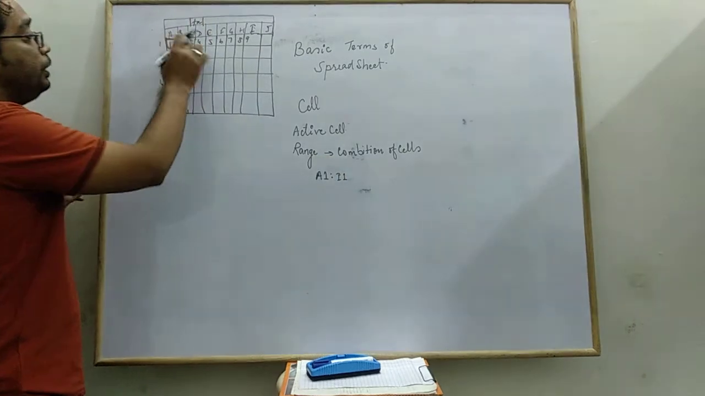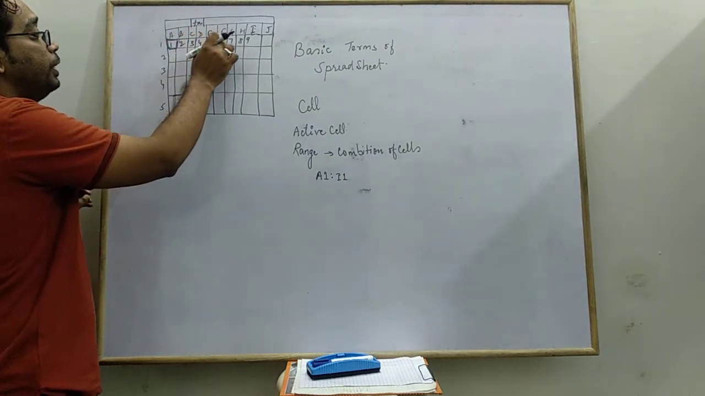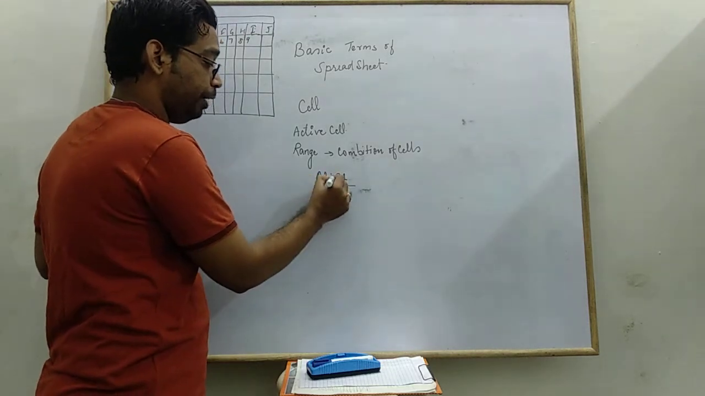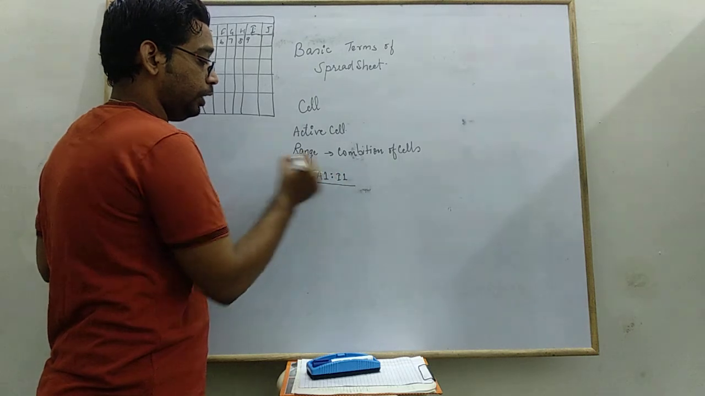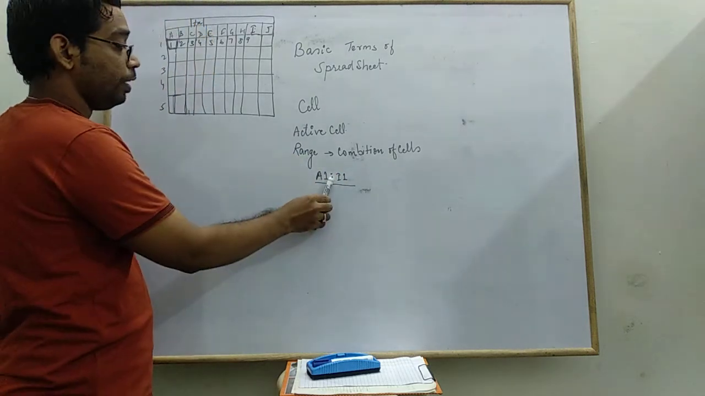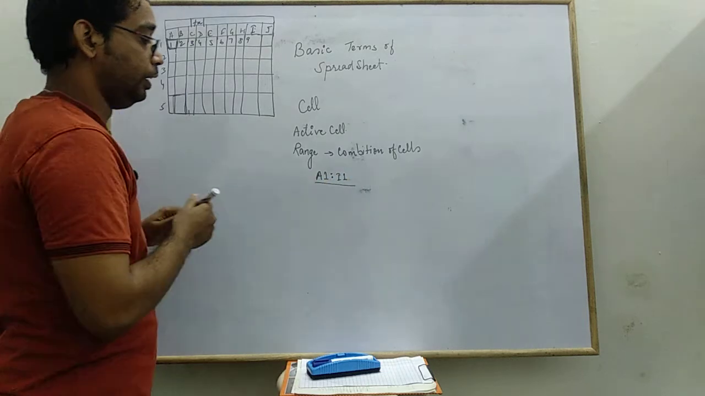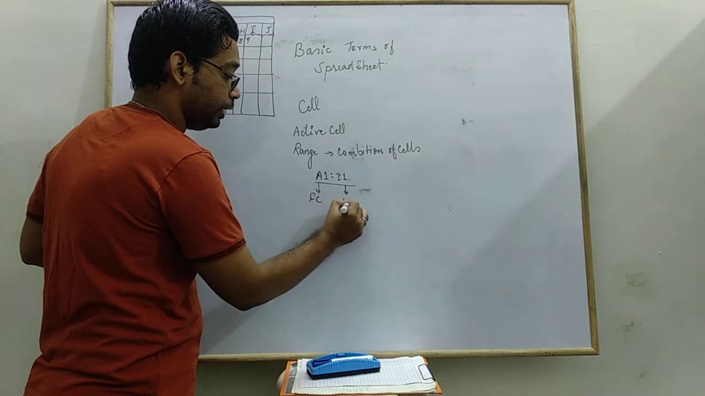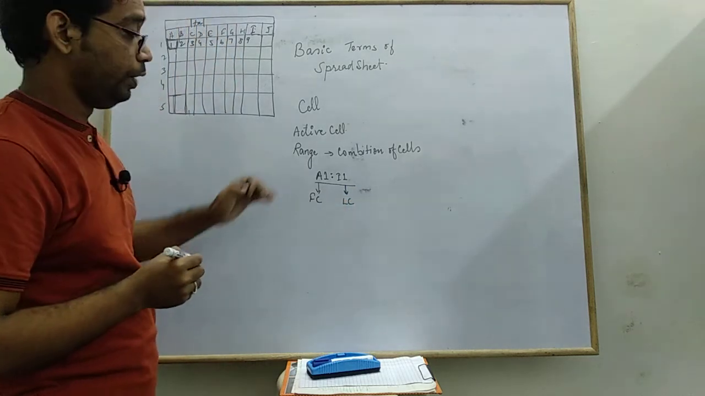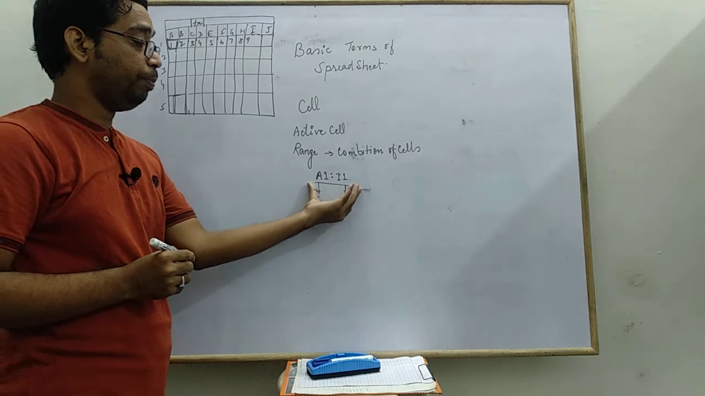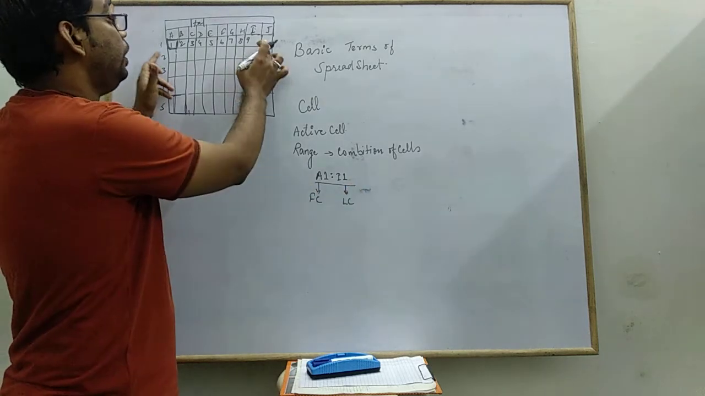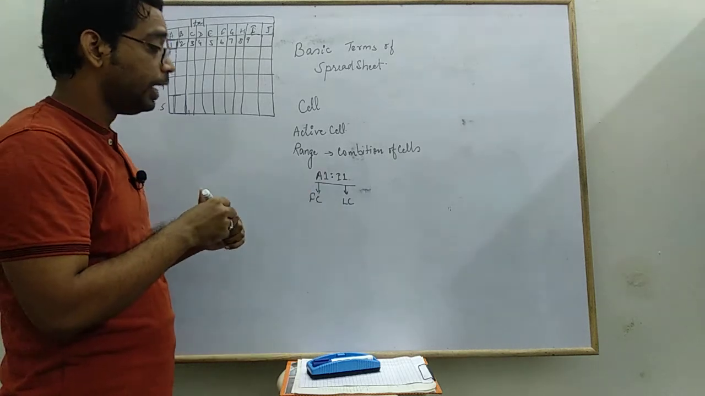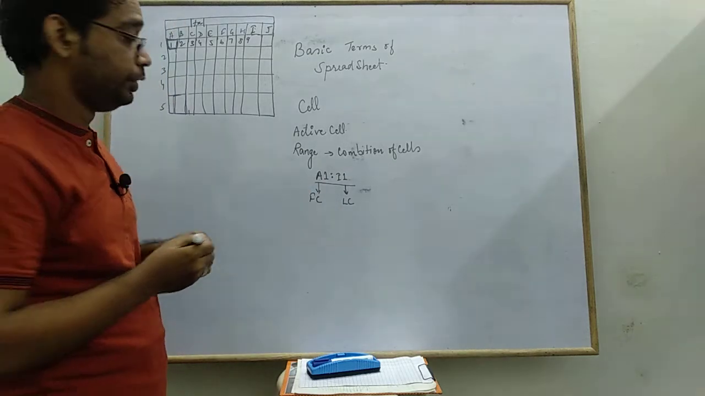Okay, so how many cells are there? 1 2 3 4 5 6 7 8 and 9 cells are there. The first cell and the last cell are separated by a colon. This one is the first cell, I am going to write it as FC, and this one is the last cell, I am going to write it as LC. When you combine these two cells, it becomes a complete combination of cells. This combination of cells is called the range, and sometimes it is also called a cell range.